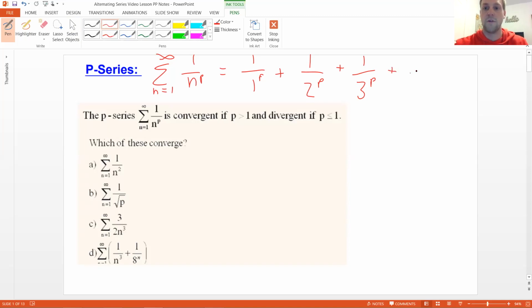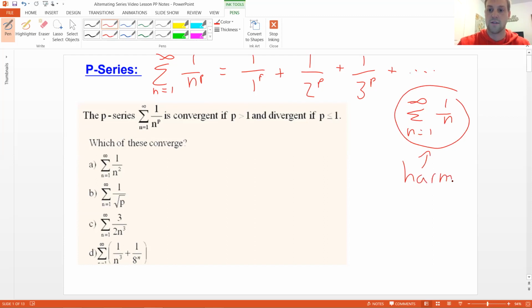We've talked about P-series a little bit. The most famous one is the harmonic series, the summation n equals 1 to infinity of 1 over n. We talked about the harmonic series a little bit. We showed a proof of how it diverges. That's when the P-series has a p-value of 1. And it's at that point where it shifts from convergent to divergent.